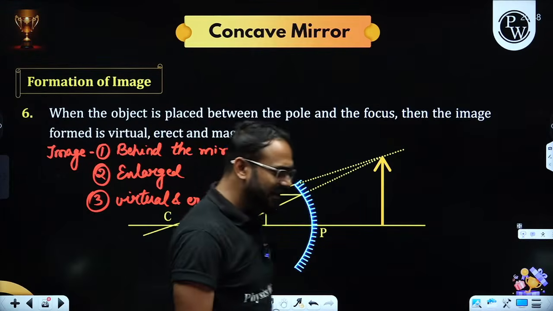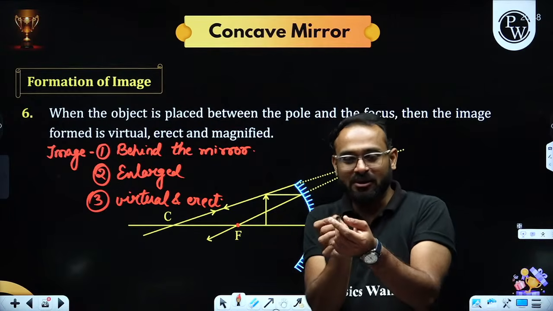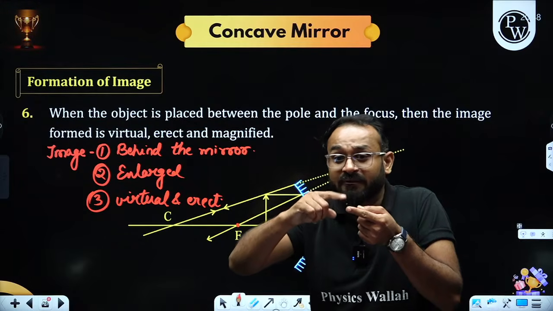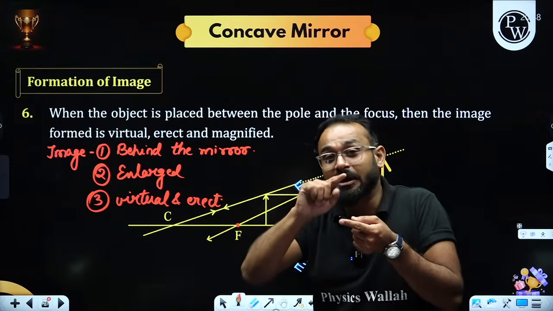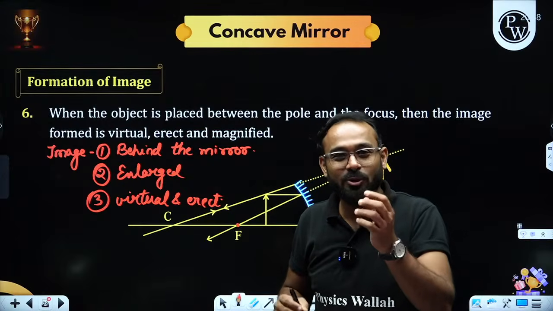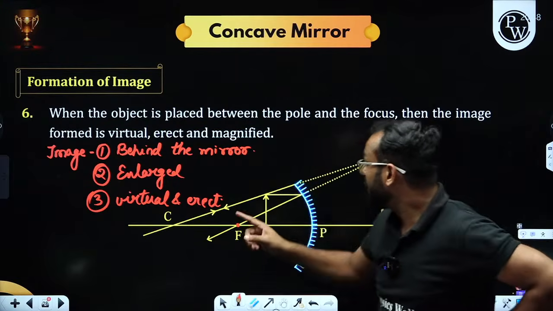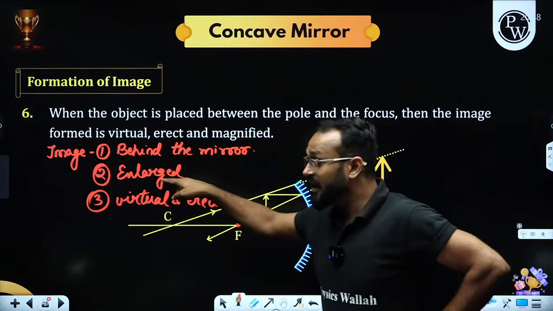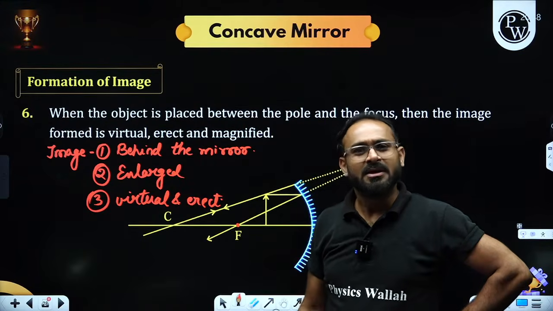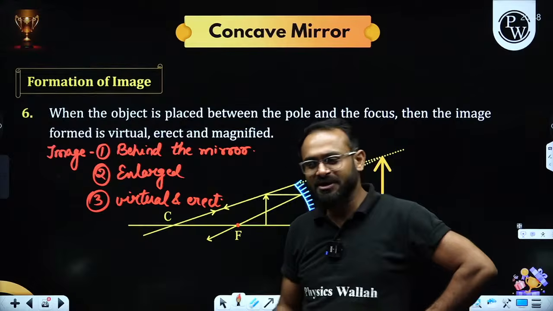Have you ever been to the dentist? They have a spatula-like instrument, a spoon kind of structure, where at the top there is a concave mirror mounted. The dentists insert that instrument so that they can see a virtual, erect, enlarged image, and they can find the cavity very easily. This is also used as a shaving mirror in various hotels and resorts.